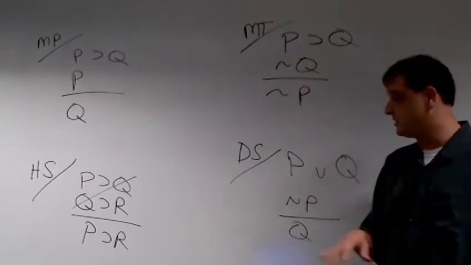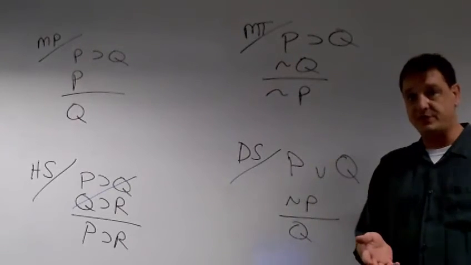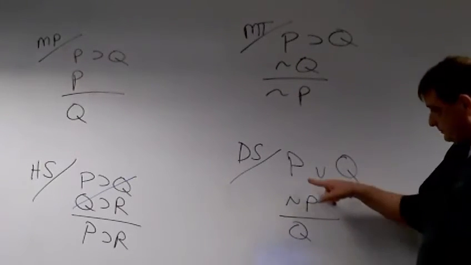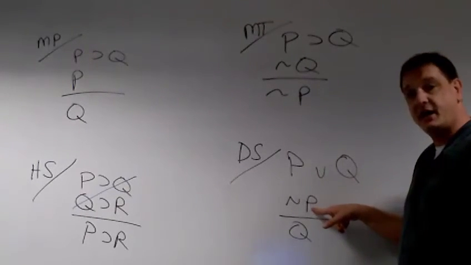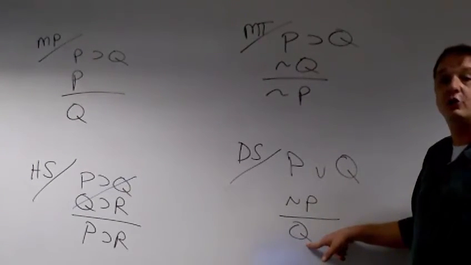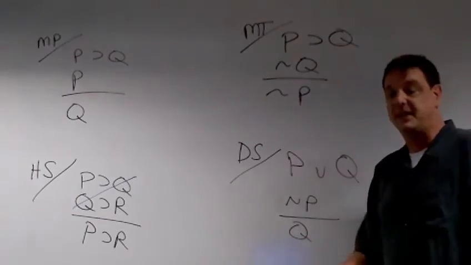When you find you're dealing with an or statement in one of these proofs, one thing to look for is the denial of one of these terms. If one of them is denied, then you are free to conclude the other. That's 7.1.